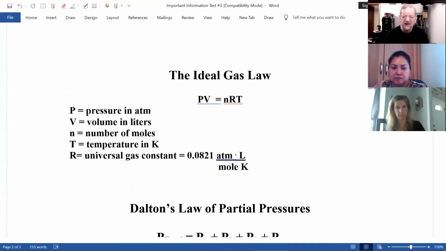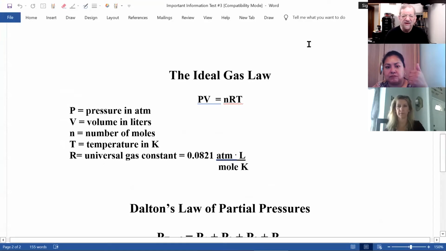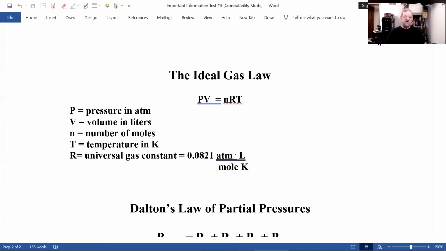Everybody see the ideal gas law in your important information, test number 3? If you look at the top of the page, that's the file name. And this is going to be given to you. Now, remember, PV equals nRT.